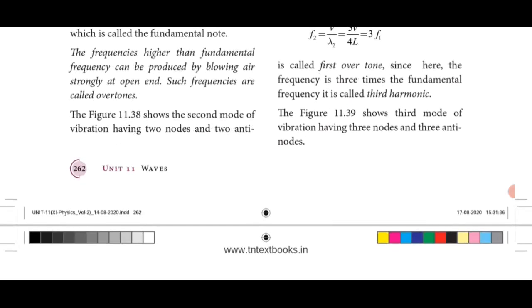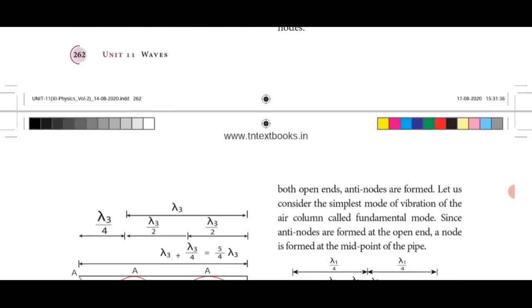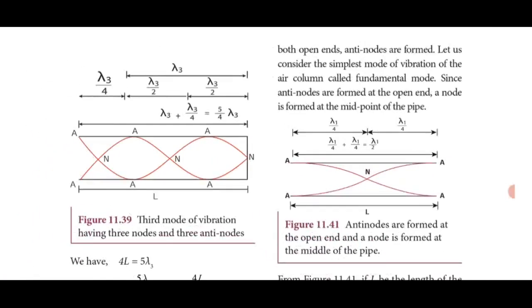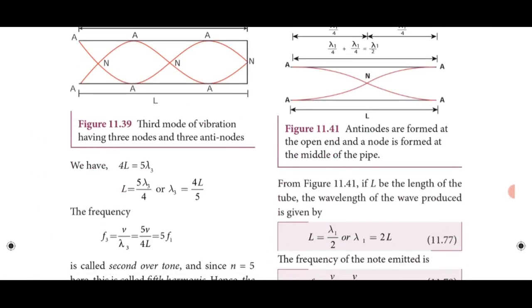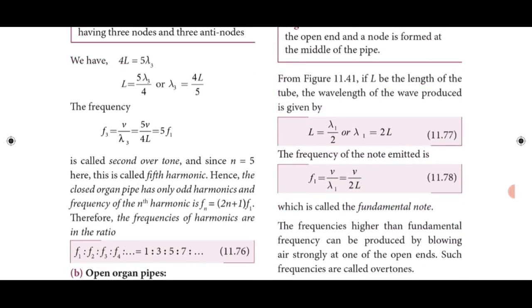Okay, this shows the third mode of vibration having 3 nodes and 3 antinodes. The diagram is also given. The next is 5 lambda 3 by 4, so L is equal to 5 lambda 3 by 4. So lambda 3 is equal to 4L by 5. So it is called the second overtone. N is equal to 5 means it is the fifth harmonic.